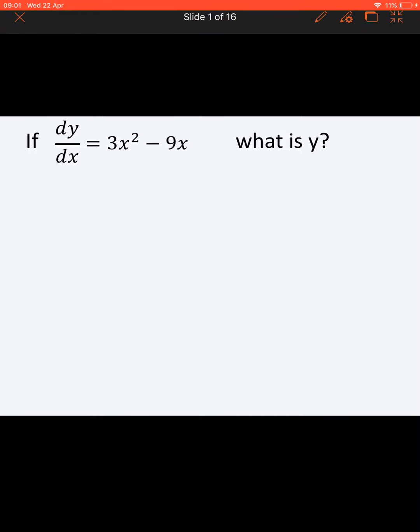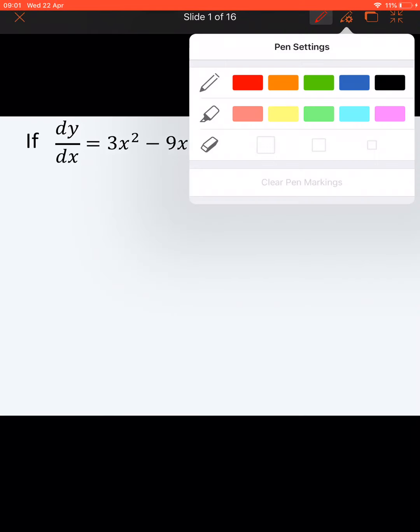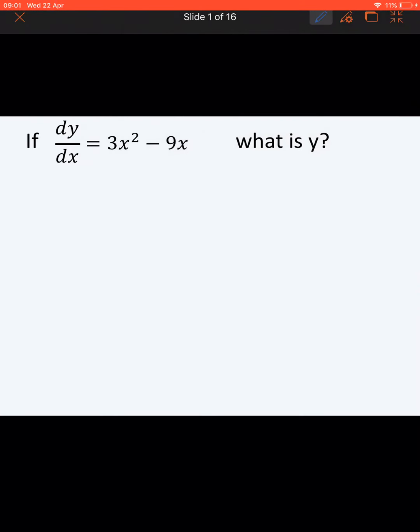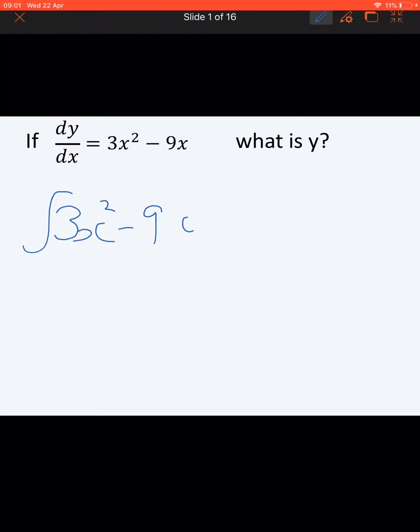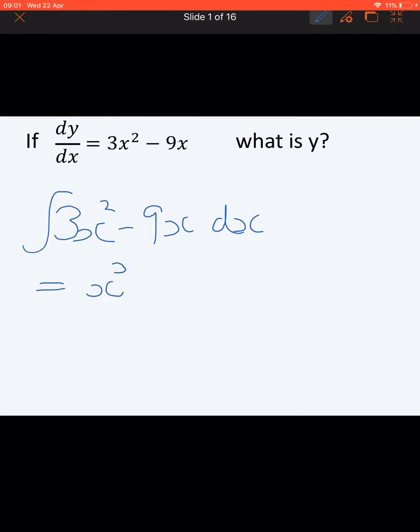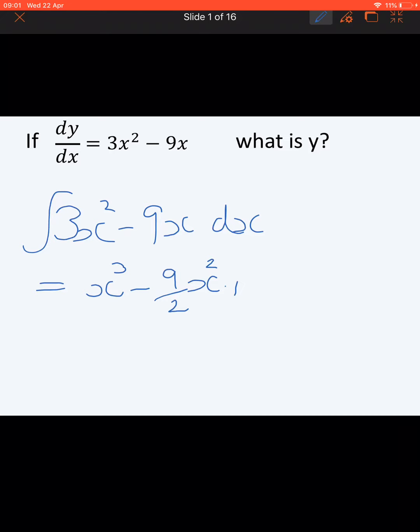Okay, so the way that we would do that is we would integrate the expression. So we would integrate 3x squared minus 9x. We'd integrate that with respect to x, which would give us x cubed minus 9 over 2 x squared plus c. And that is what we would put as equal to y, because if you integrate dy by dx, you get y. So that's a question that you can already have solved before you came and watched today's video.